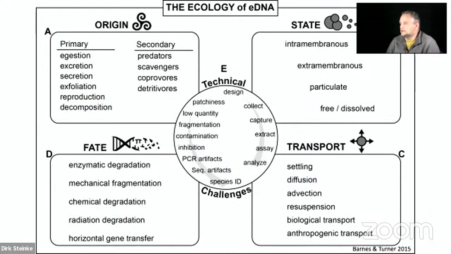There is something that Barnes and Turner have referred to as an ecology of environmental DNA. So we're looking at different things here. On one hand, we're trying to assess what the origin is. Is it digestion, excretion, secretion, exfoliation, or reproduction? There are a lot of ways this DNA could have occurred. One of the most likely is that an organism dies and slowly starts to decay or is decomposed actively by other organisms, and then slowly the cellular matrix is dissolved and the DNA is floating around. But there are lots and lots of other activities.